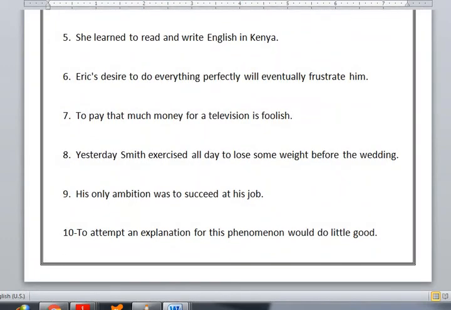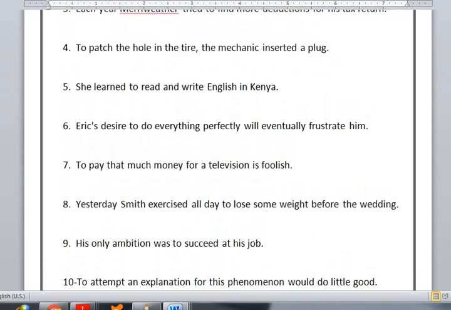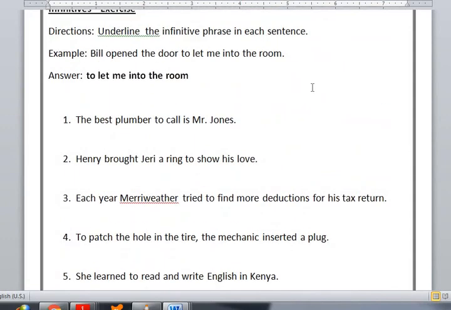Now, from number 1 to number 10, this will be your homework. You only underline the infinitive phrase. I'll take number 1 to help you. Number 1, the best plumber to call is Mr. Jones. What is the clue? Yes, to call, this is the infinitive. Is it to call only? Yes, the best plumber to call. What's after call? Is, this is a verb. Stop. It is only to call. That's all. The infinitive phrase here is to call. Enough. I can't include is.